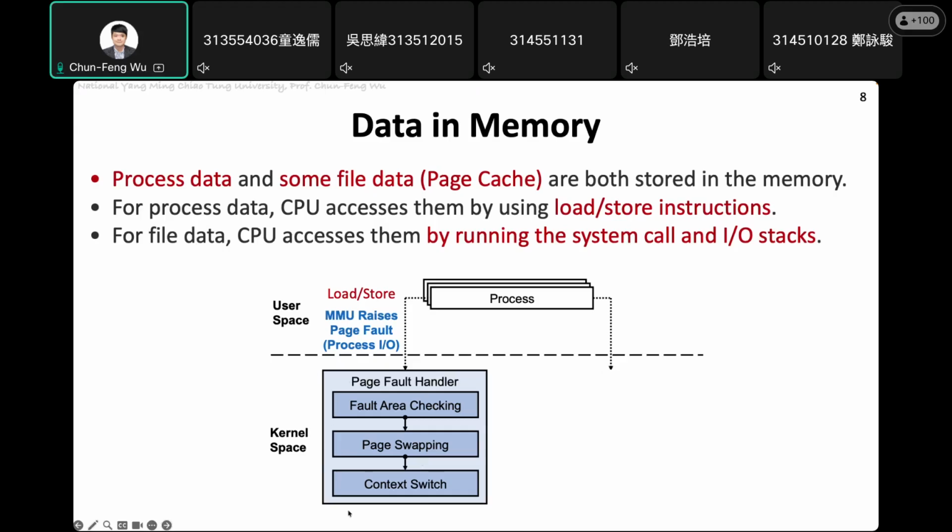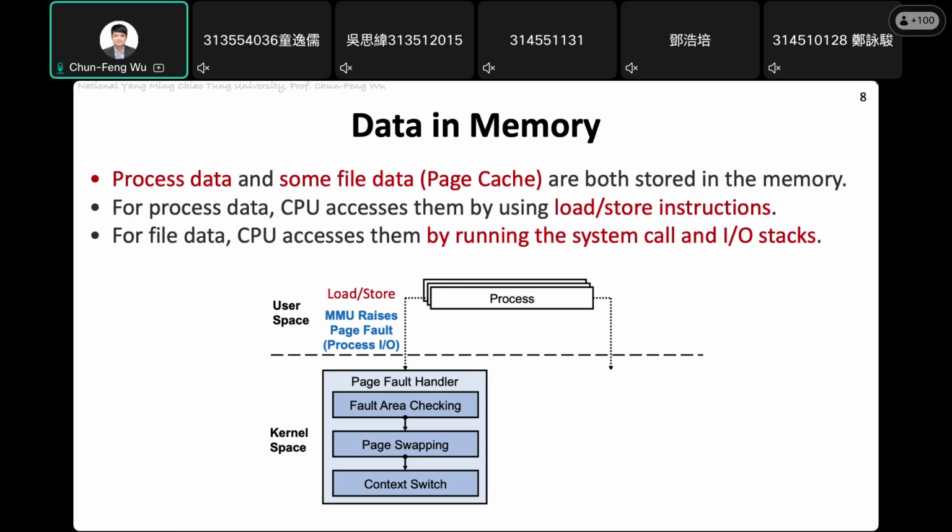So actually, there are several things in the page fault handler: fault area checking, page swapping, and context switch. The key role of fault area checking is to check what kind of page fault it is, whether it is a major page fault or a minor page fault. And if it is a minor page fault, what is the reason for it?